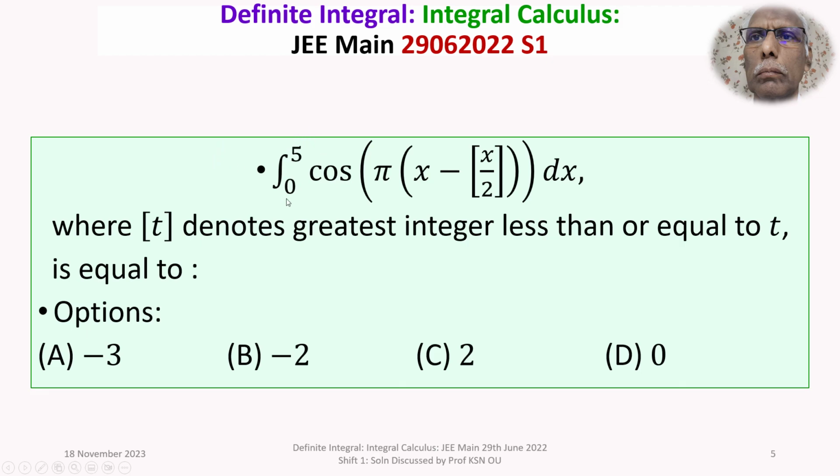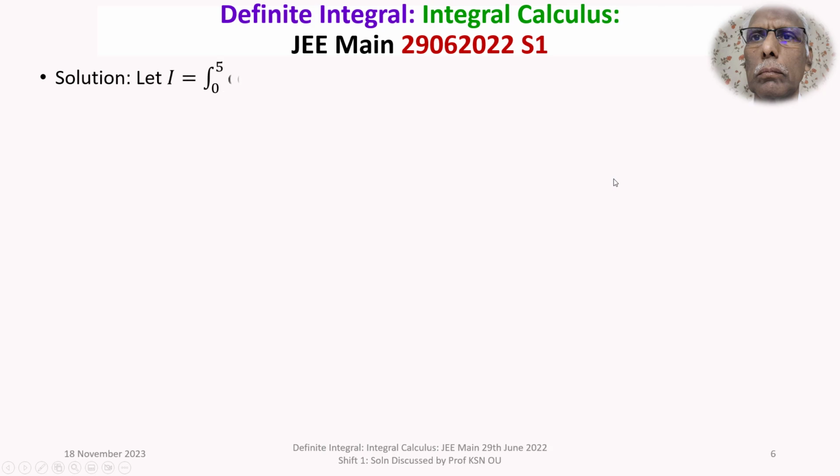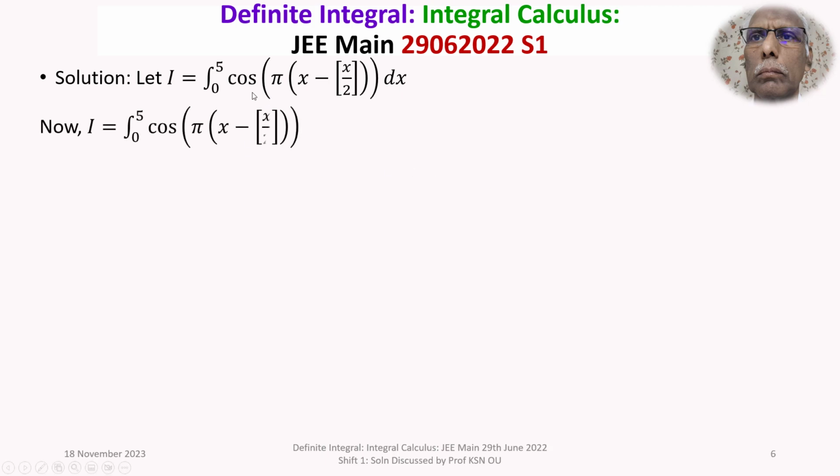Required to evaluate this integral, the integral 0 to 5 of cos of pi multiplied by (x minus [x/2]), that is the greatest integer function of x by 2, with respect to x. We now discuss the solution of the problem in detail. We take the integral and call it I. Then I is equal to integral 0 to 5 of cos of pi multiplied by (x minus [x/2]) dx, where [x/2] is the greatest integer function of x by 2.